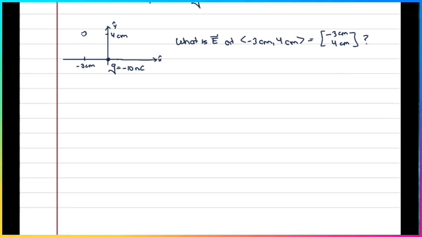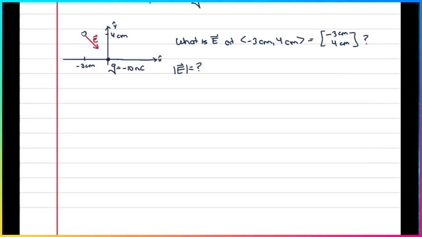The first thing I always want to do is think conceptually. This is a negative charge Q, so I know that the electric field is going to point towards Q. Whatever E is, I know it should point in that direction. So geometrically, that negative 3 and positive 4 is going to play an important role in determining the direction that E points. Let's first start with the magnitude. What is the magnitude of E at that point?